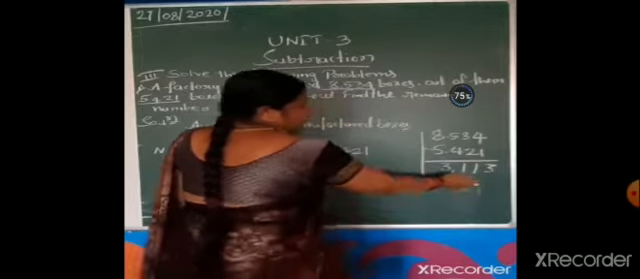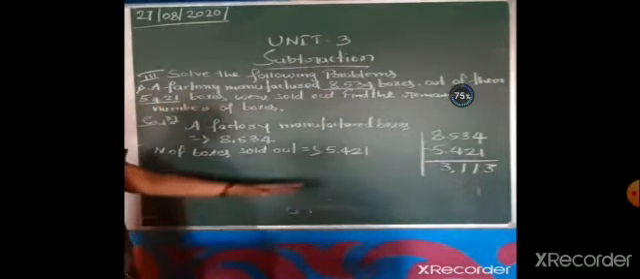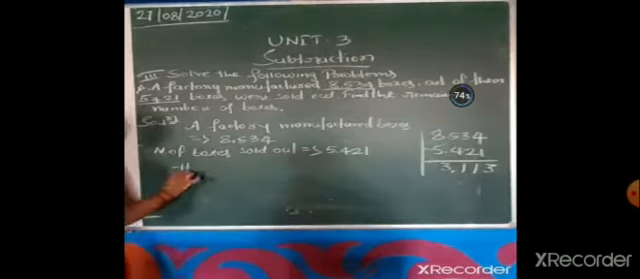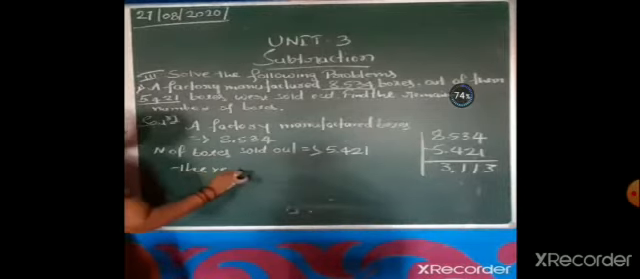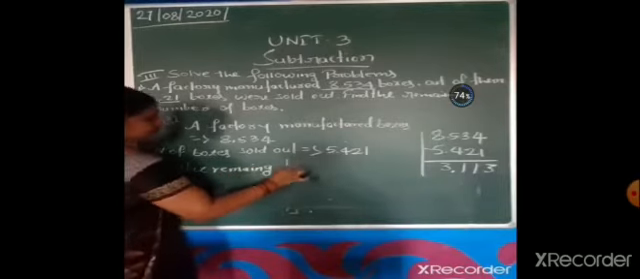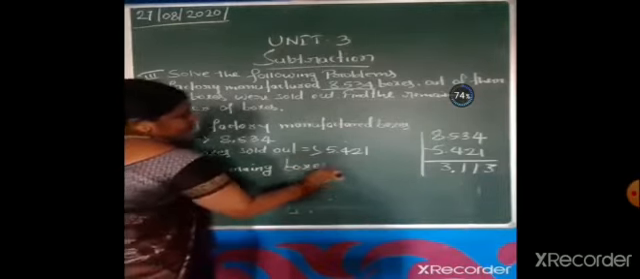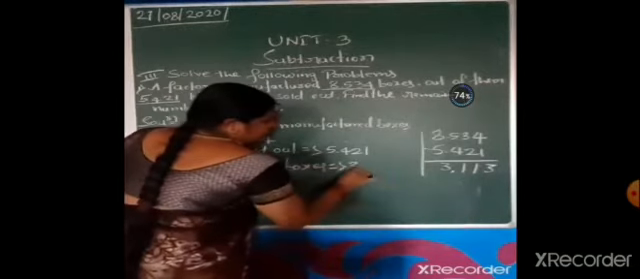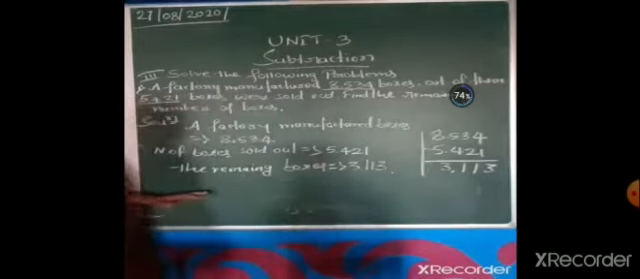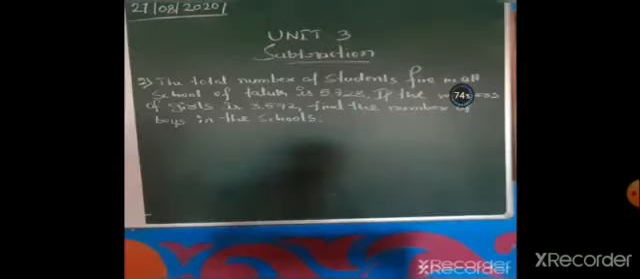So how many boxes are remaining? 3113 boxes. Okay, now we write the statement. The remaining boxes are 3113 boxes. So like this we solve the problems. Okay, now we do the second one.